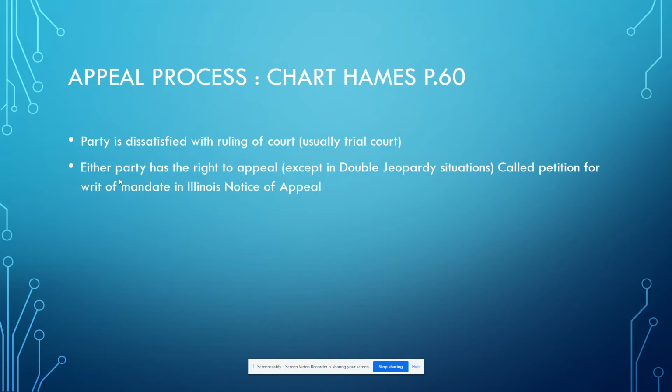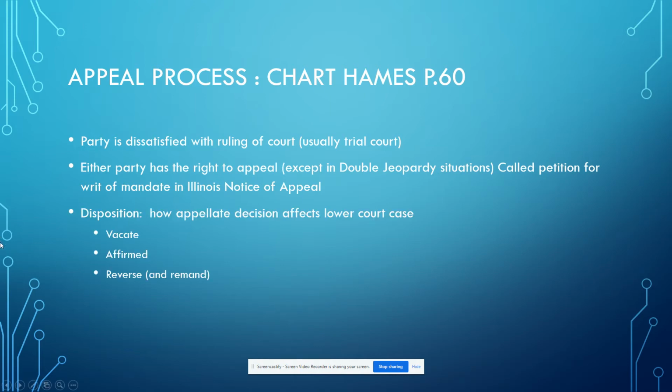and they file a petition for writ of mandate. In Illinois, we call it a notice of appeal. Okay, so then it goes to the appellate court. There's briefing, all sorts of stuff going on. Then there's an oral argument, and then the judges make a decision. And depending upon what that decision is, there is what we call a disposition, right? So the disposition is how this appellate court decision affects the lower court case.